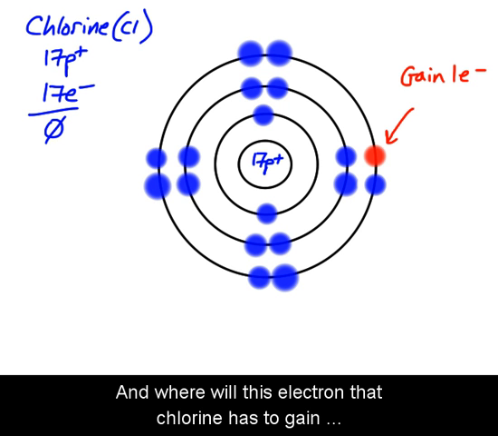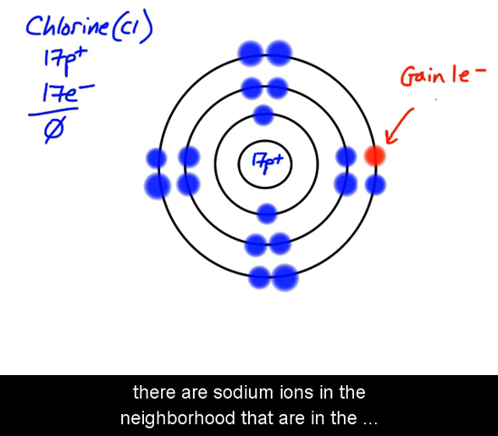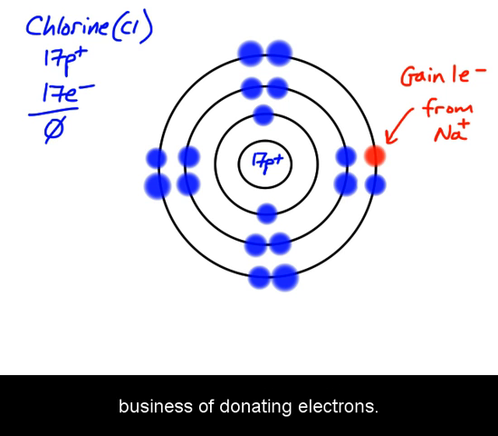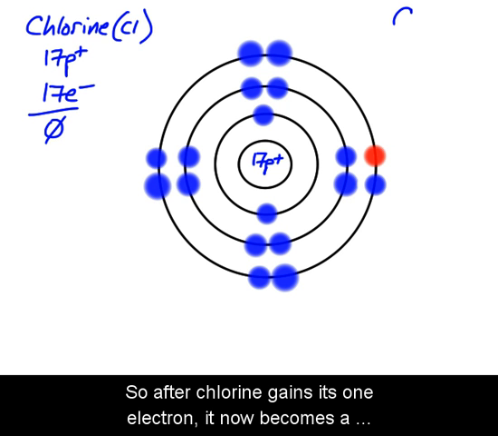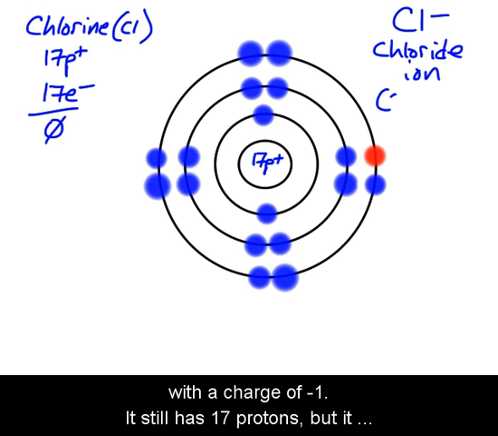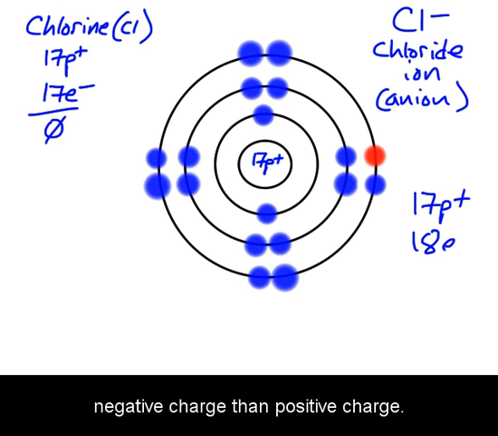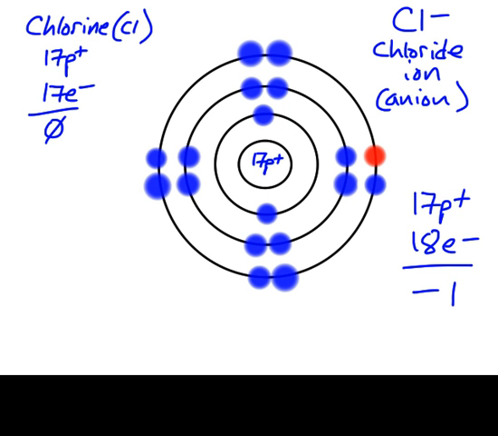And where will this electron that chlorine has to gain come from? Well, it just so happens that there are sodium ions in the neighborhood that are in the business of donating electrons. So after chlorine gains its 1 electron, it now becomes a negatively charged chlorine or chloride ion, or anion, with a charge of -1. It still has 17 protons, but it now has 18 electrons, so there is now 1 more negative charge than positive charge.